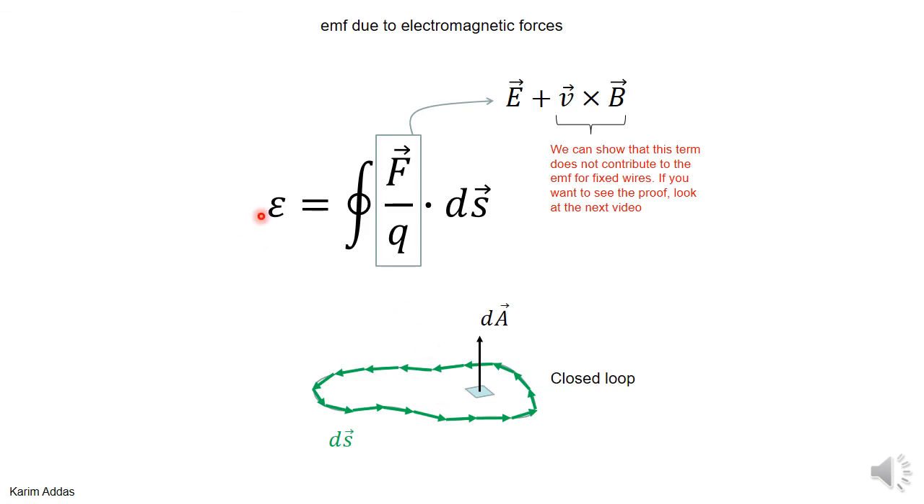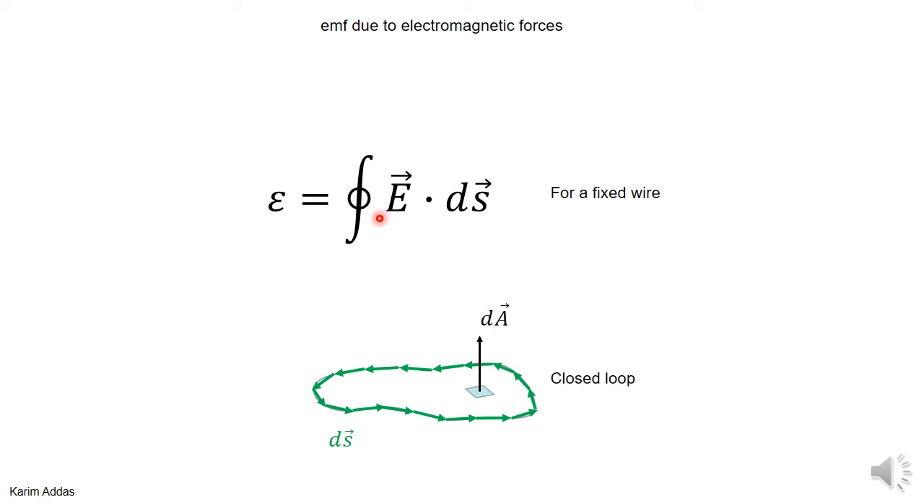And so if you define the EMF to be the integration of F over q dot ds around the closed loop, F over q, when you're talking about electromagnetic forces only, we don't have any batteries, we just have electromagnetic forces. The v cross B term doesn't contribute, and only the electric field contributes. And so the EMF, in this case, for a fixed wire, is just the integration of E dot ds. And the integration of E dot ds, of course, we know that's 0 for static charges. So the conservative electric field due to static charges is not the origin of the EMF. It has to be due to a change in magnetic flux.